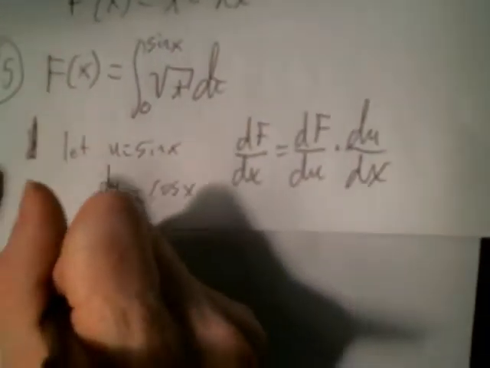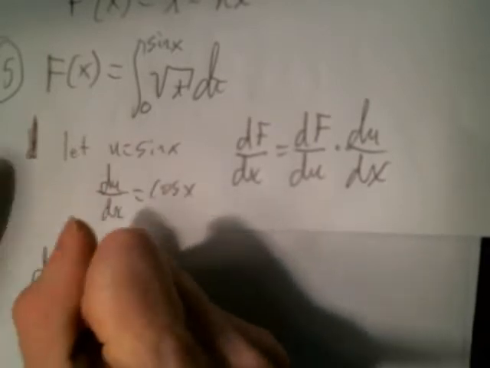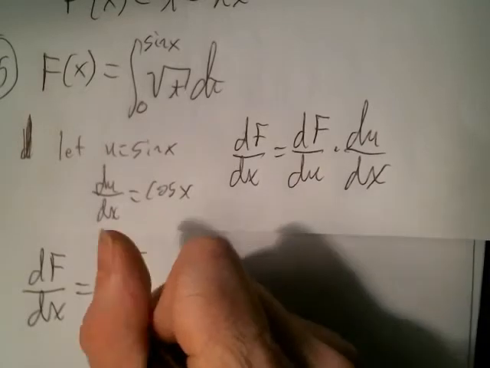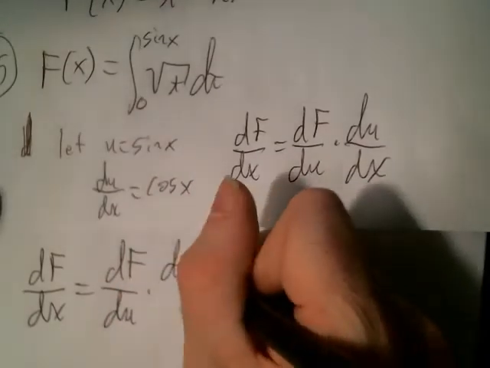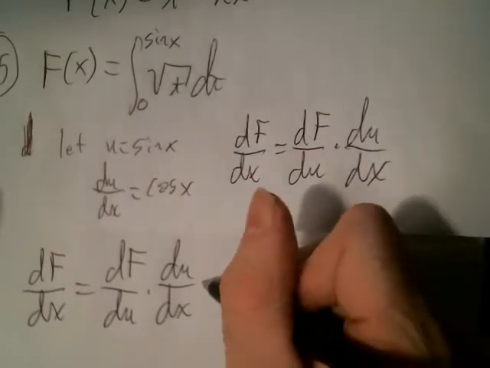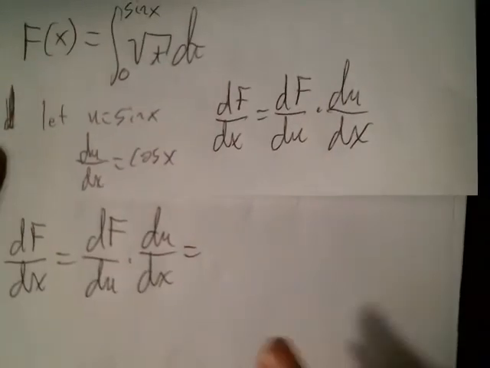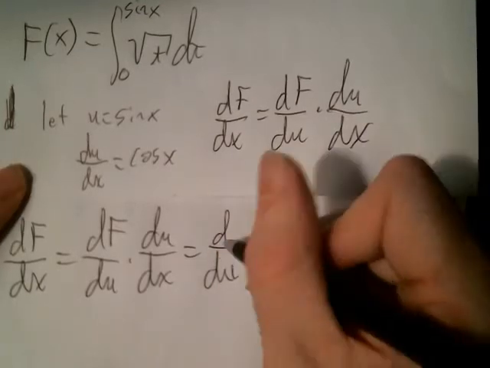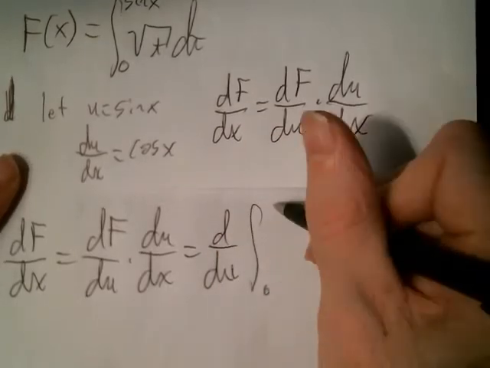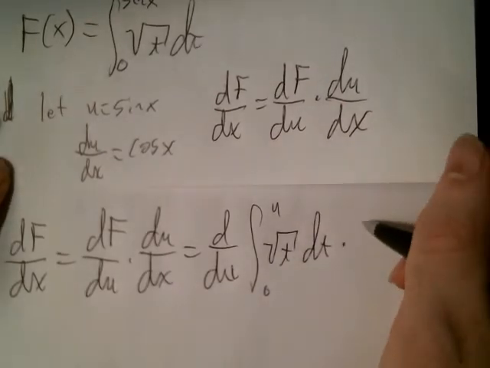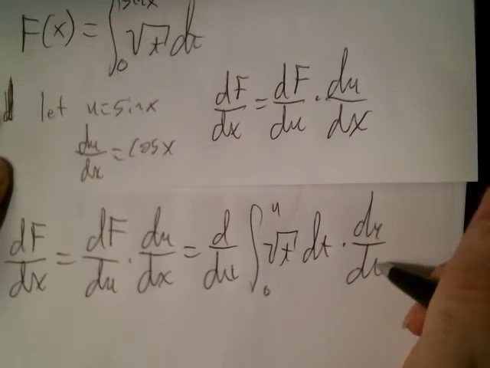So the derivative of f of x with respect to x is going to be equal to the derivative of f with respect to u times the derivative of u with respect to x. And that was this statement. The derivative of f with respect to u. So I need the derivative with respect to u of f of u, which would be the integral from 0 to u of the square root of t dt, but then I have to multiply it by the derivative of u with respect to t.